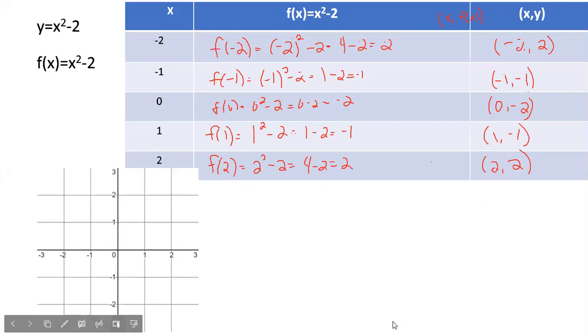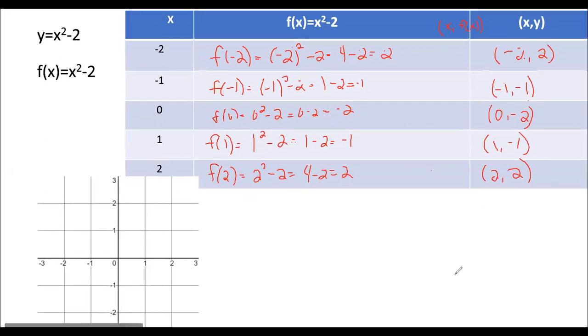And we're just going to plot these points. We have negative 2, 2 is here. Negative 1, negative 1 is here. We have 0, negative 2 is here. We have 1, negative 1 is there. And we have 2, 2 is here. So now we can draw a smooth curve through these points. And we have a graph of our function.